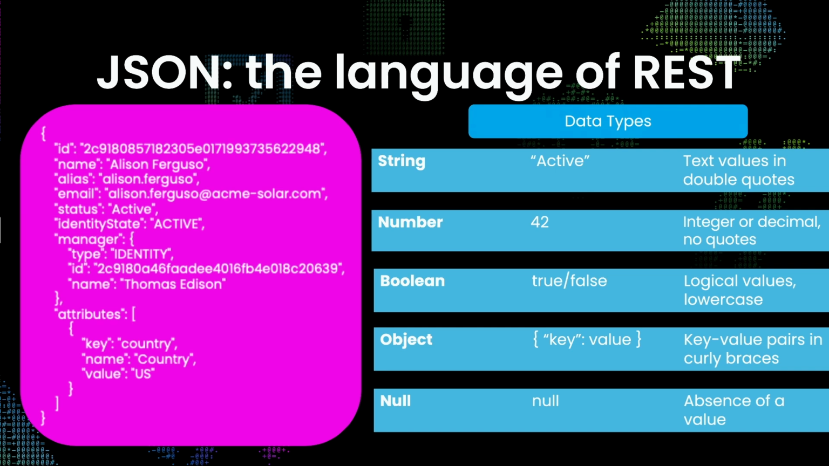JSON, JavaScript Object Notation, is what travels in the body of your requests and responses. Now, despite the name, it has nothing to do with JavaScript specifically. Almost every language in the world can actually parse it. But JSON is what you send in a POST or a PUT request body, and it's also what you get back in your responses. So let's take a look at this identity record here on the left in the pink box. As you can see, it's just key value pairs. Name is Allison. Status is active. Our identity state is active.